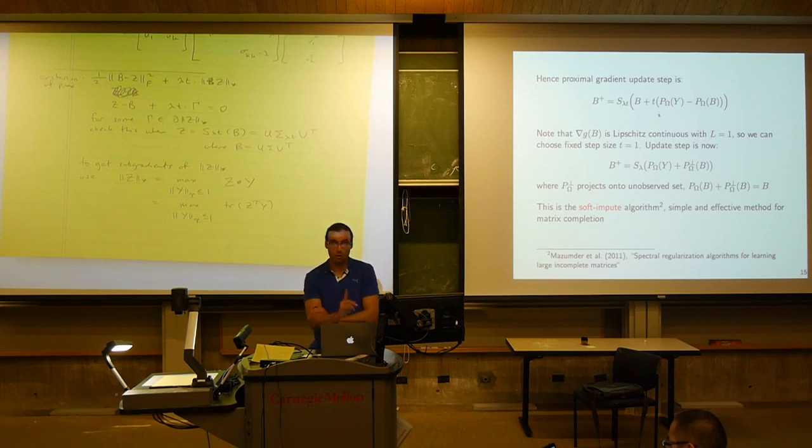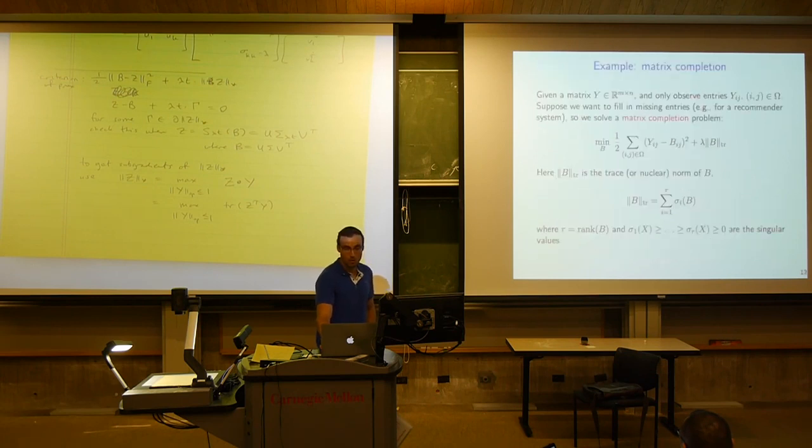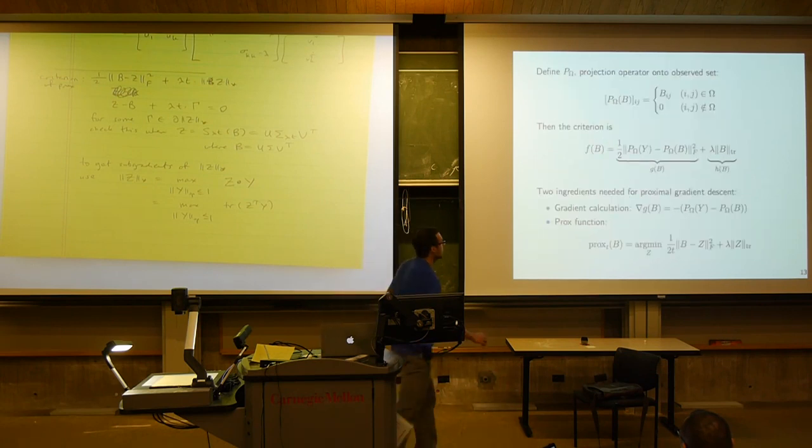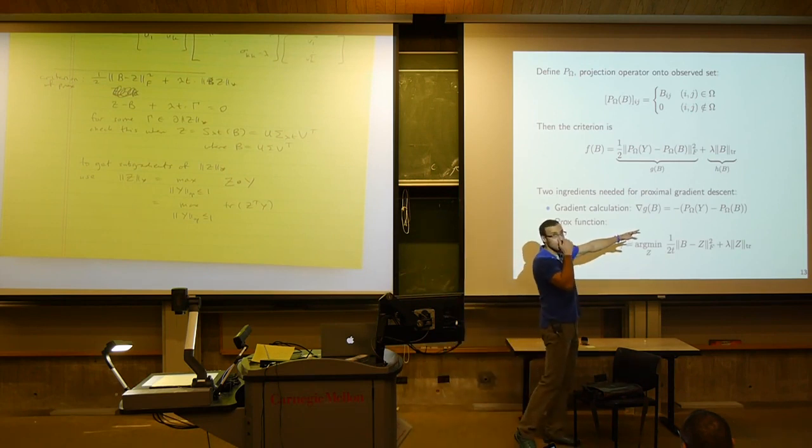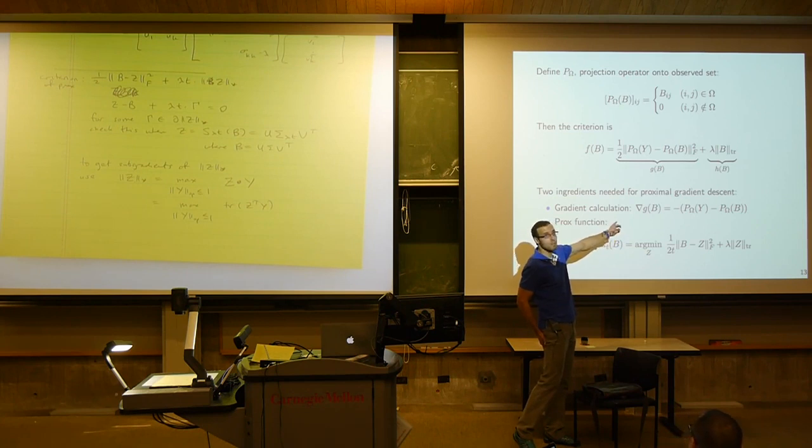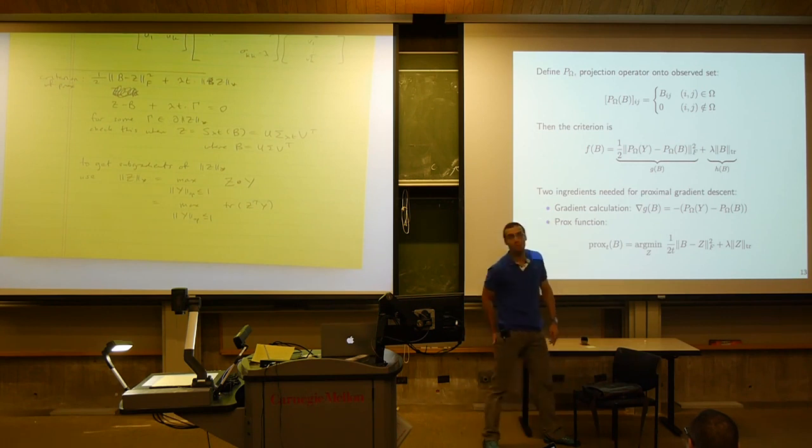So before we discuss a bit more how expensive that prox is, let's note one other thing, which is that the gradient of our smooth part is Lipschitz continuous with L equals 1, right? The gradient of our smooth part is just a linear function in B. It's Lipschitz, obviously, with constant 1. If you just take the difference between this at B and this at B prime, then that's just the difference between P omega at B and P omega at B prime.